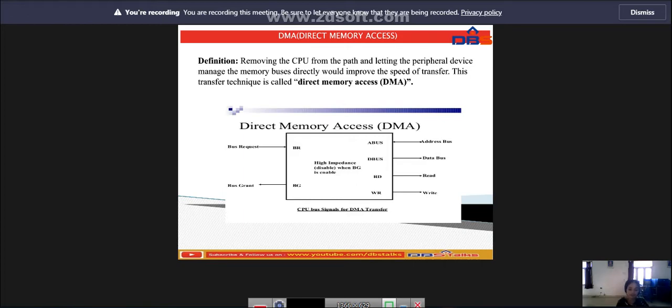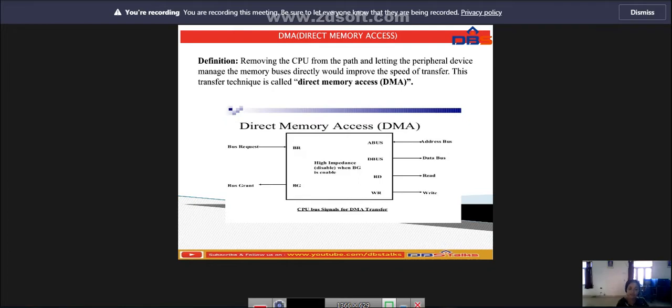So I have a diagram here. In this diagram, during the DMA transfer, that is, the direct memory access transfer, we have the CPU at the middle. High impedance is disabled when BG is enabled. So this is the CPU.